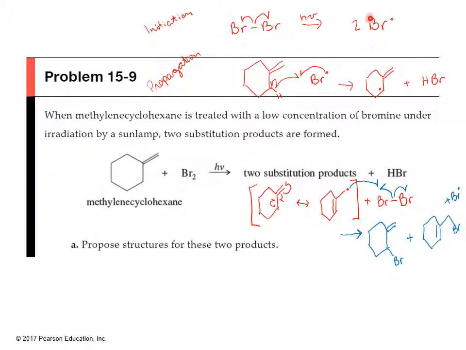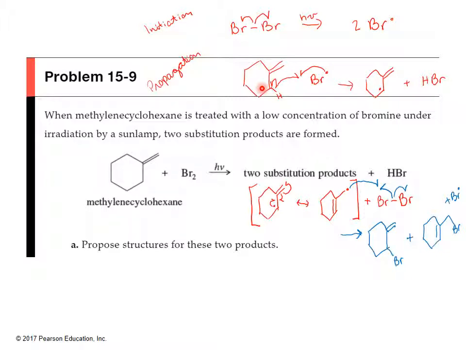So you have produced 2 bromine radicals. The initiation steps produce your radicals. Propagation steps use a radical and then produce a new radical. So propagation steps can keep happening over and over and over again. You use a radical and you produce a radical in a propagation step.